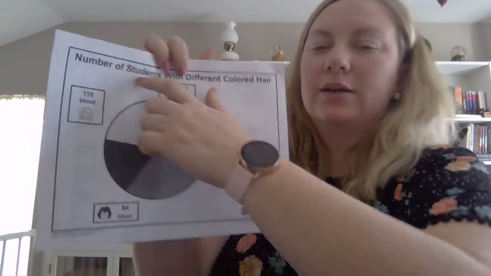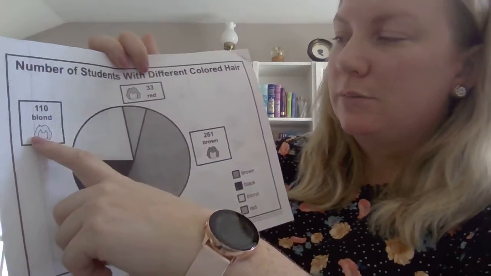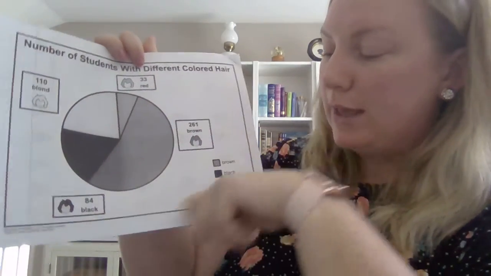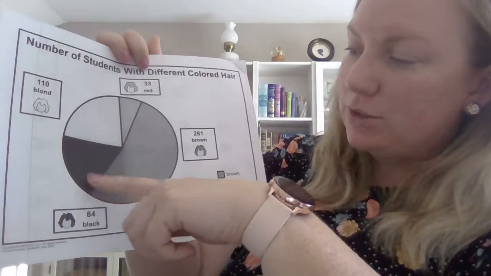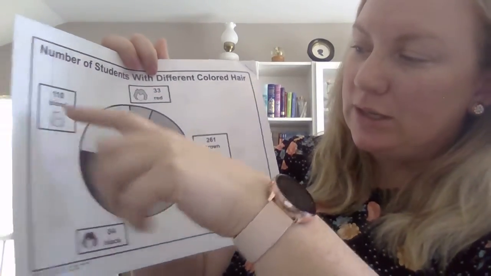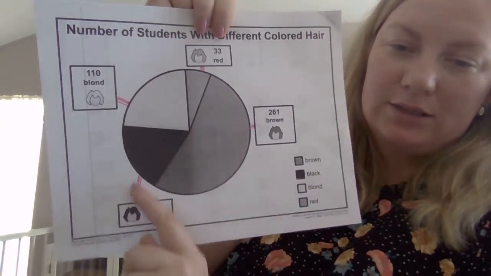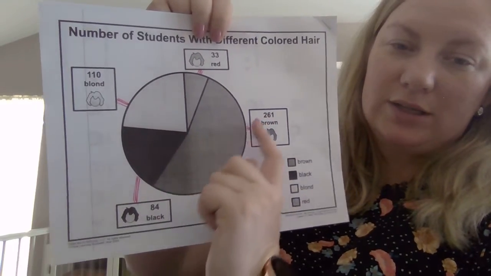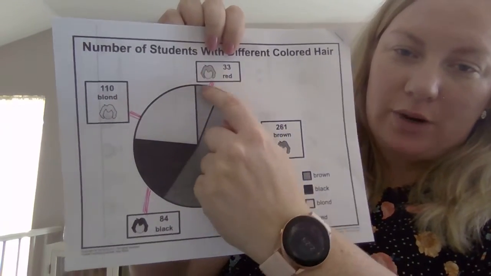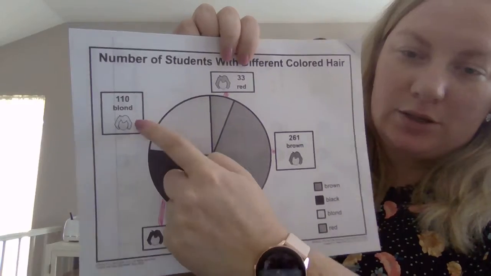We read the title. We know the groups: blonde, red, brown, and black. And let's look at the groups that they go to. If you want, you can draw a line from the box to the pie chart, so you know which they go to. The black is the black, brown is this bigger chunk here, red goes here, and blonde goes here.